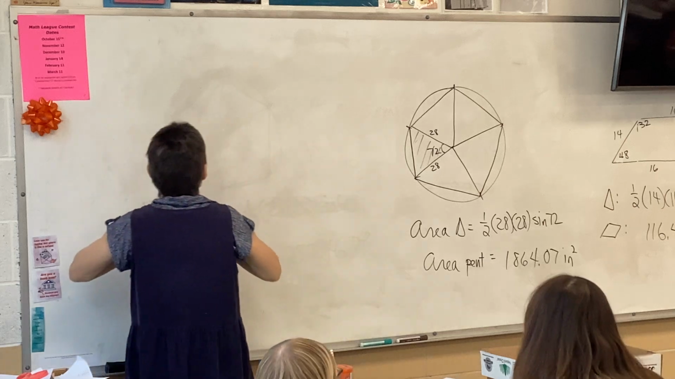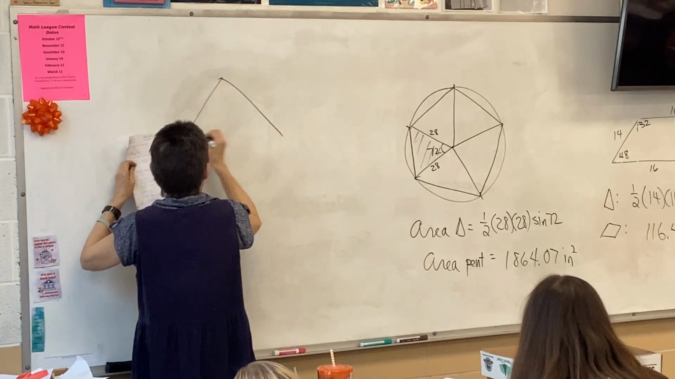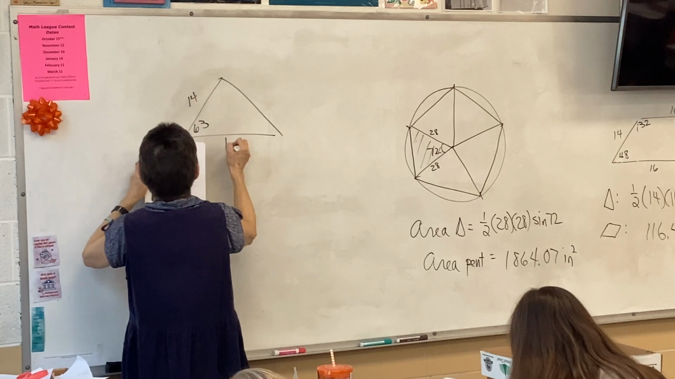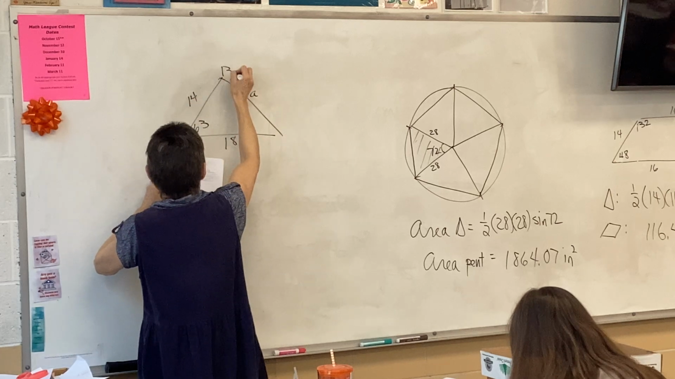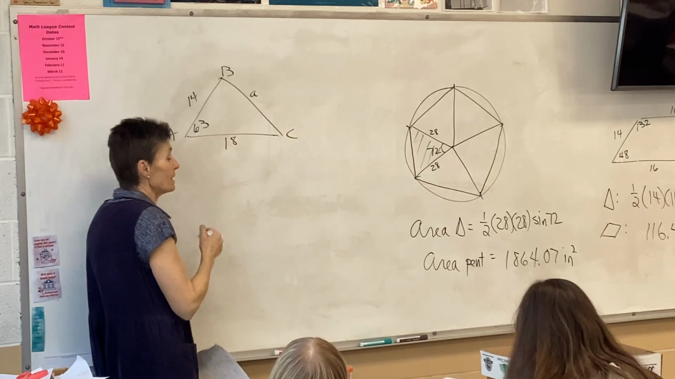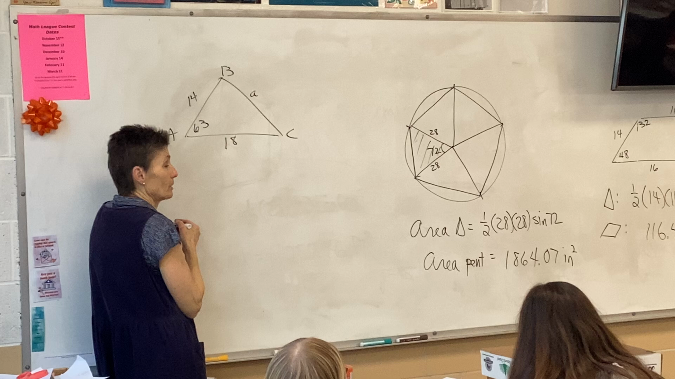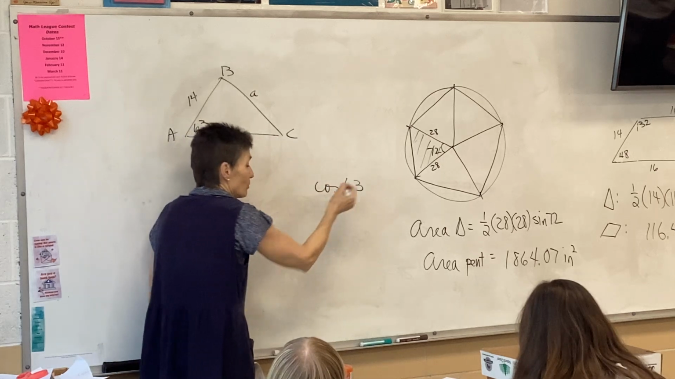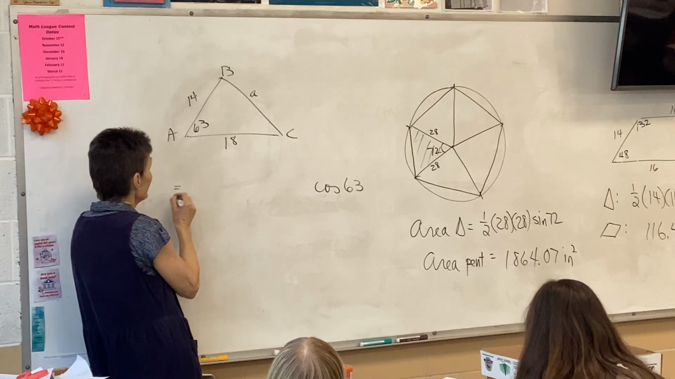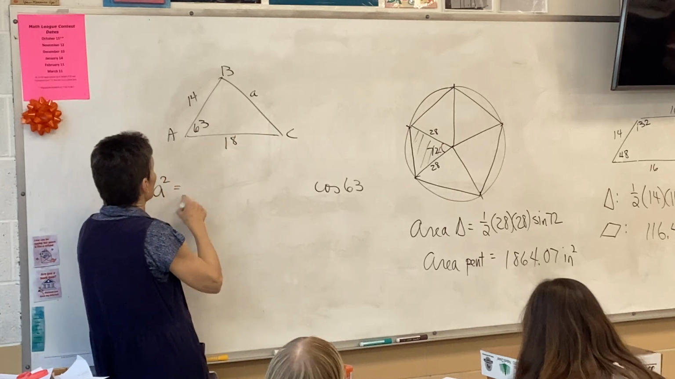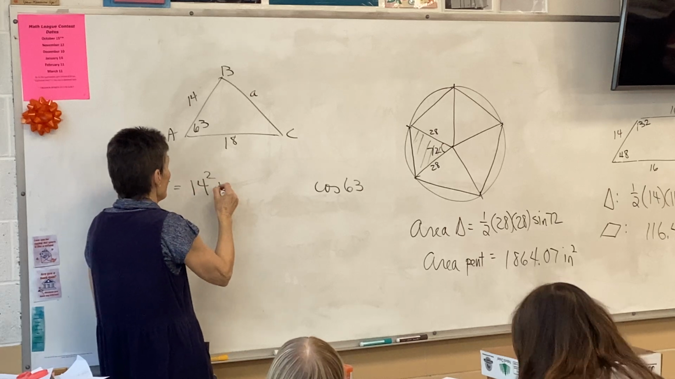Law of cosines. You got to start with the law of cosines, folks, because we don't have a pair. So tell me what the law of cosines is going to look like. My angle is 63, so cosine 63. What's over here? A squared. What's in the middle? 14 squared.